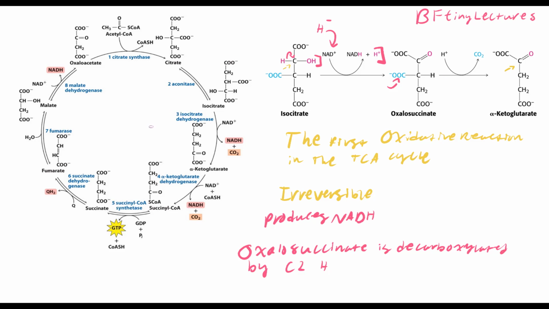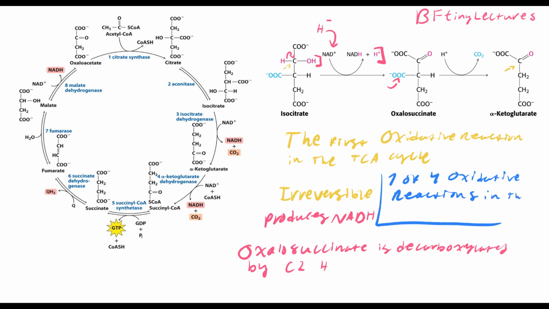So in total, the TCA cycle is going to have 4 redox reactions. Okay, so it's going to have 4 reactions that are oxidative. This is one of those 4 reactions. We can say one of 4 oxidative reactions in the TCA cycle.